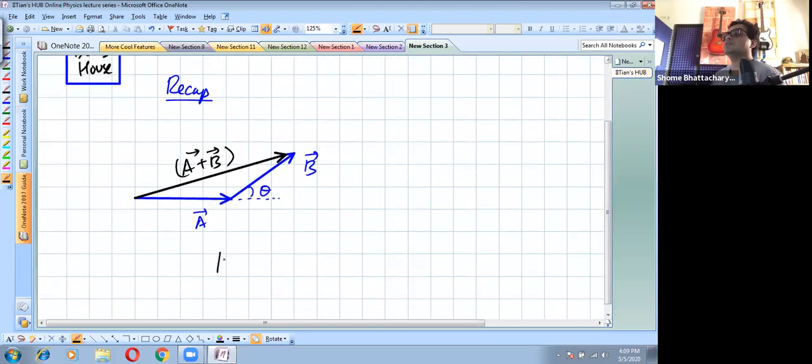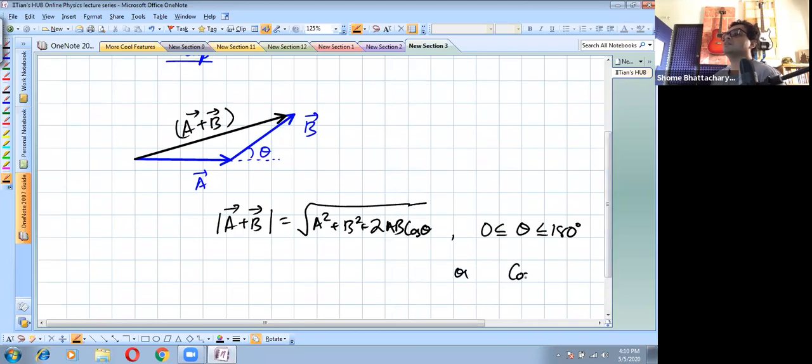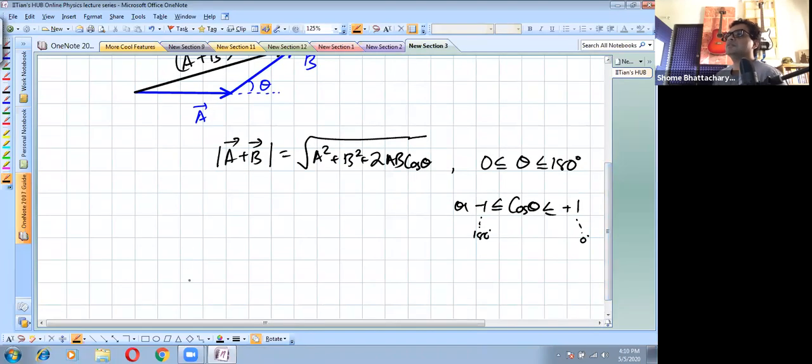The inequality related to this that we saw is that since mod of A plus B is equal to root of A square plus B square plus 2AB cos theta, and since theta can be anything between 0 to 180 degrees, that means cos theta can be anything between plus 1 and minus 1. But minus 1 occurs for 180 degrees and plus 1 occurs for 0 degrees. Okay. So that implies over here that the resultant of A and B cannot under any circumstances exceed the magnitude of A plus the magnitude of B, and cannot under any circumstances become less than the difference of them. So this was one important inequality concept that we saw.